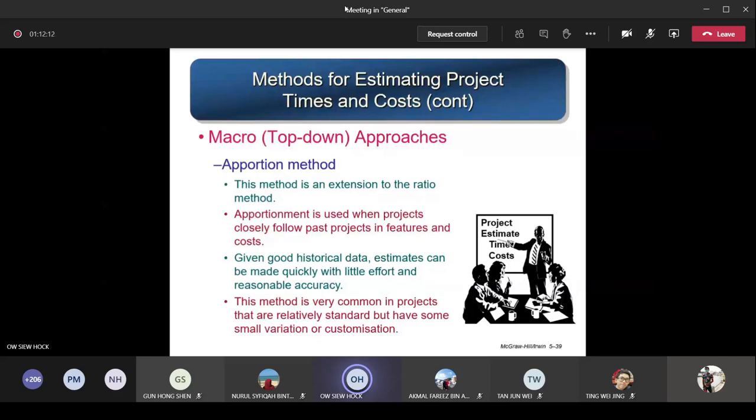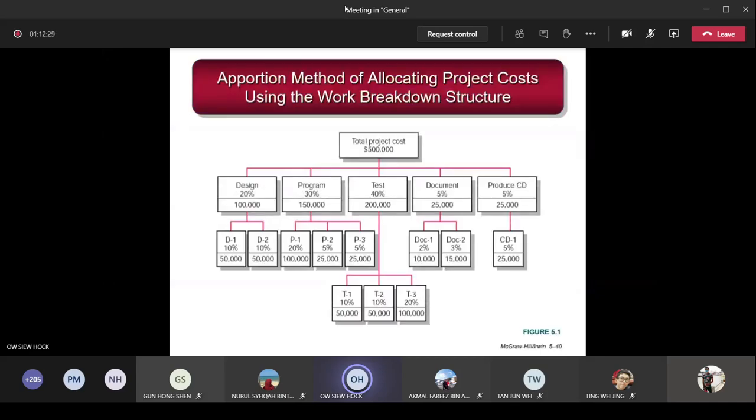So you just make some changes to adjust the cost, and then it becomes your new cost based on the historical project that is similar to your current project. So you just make slight changes only. Then it will be easy for you to make the estimation, and also quite accurate because you are based on a historical project that is similar to your current project.